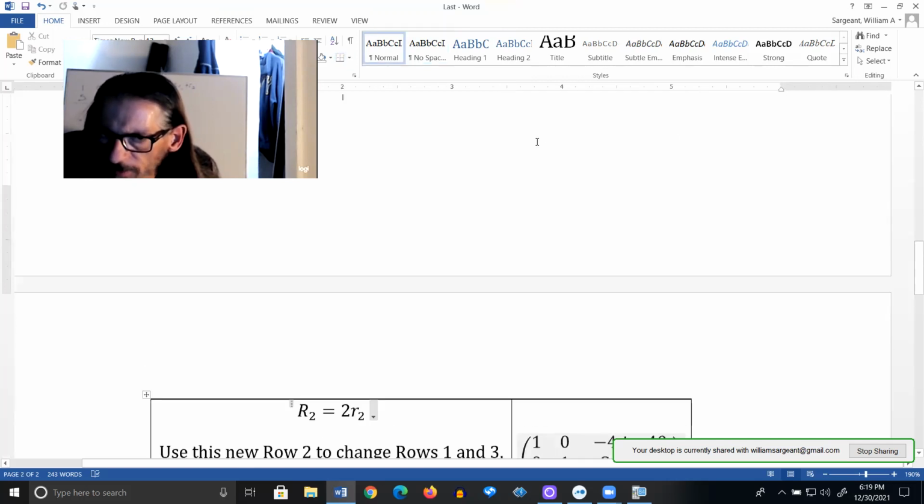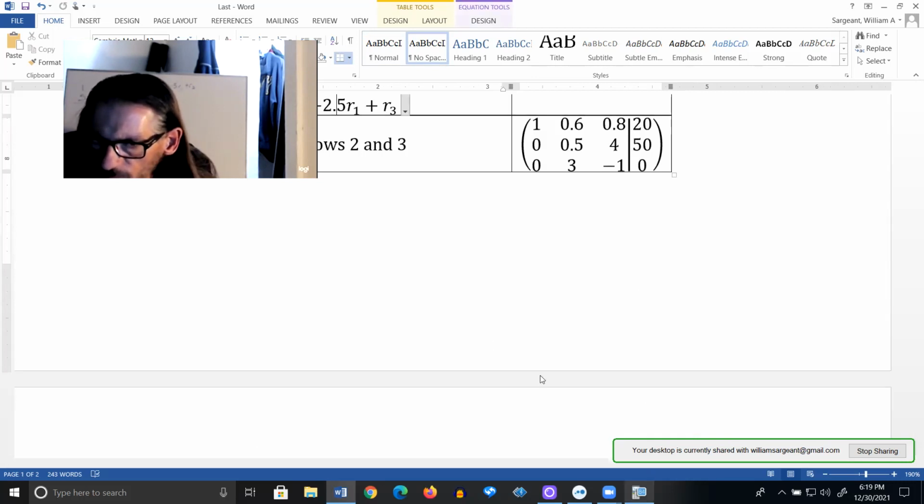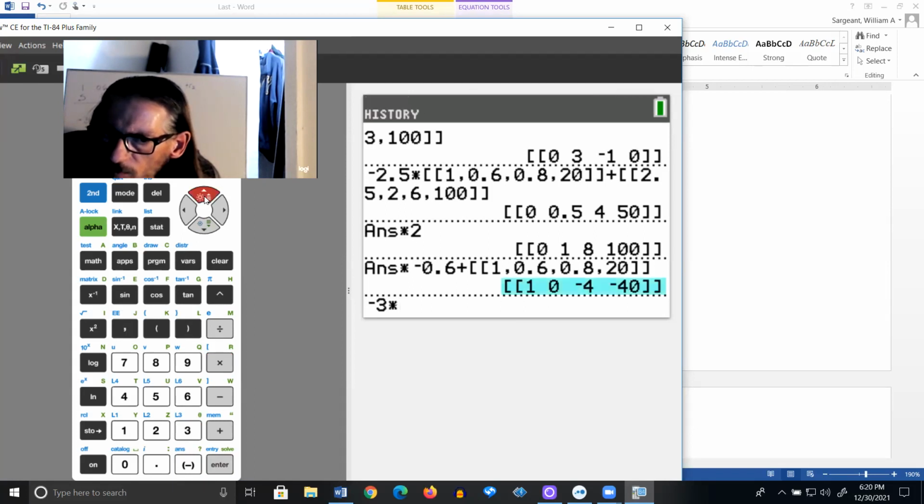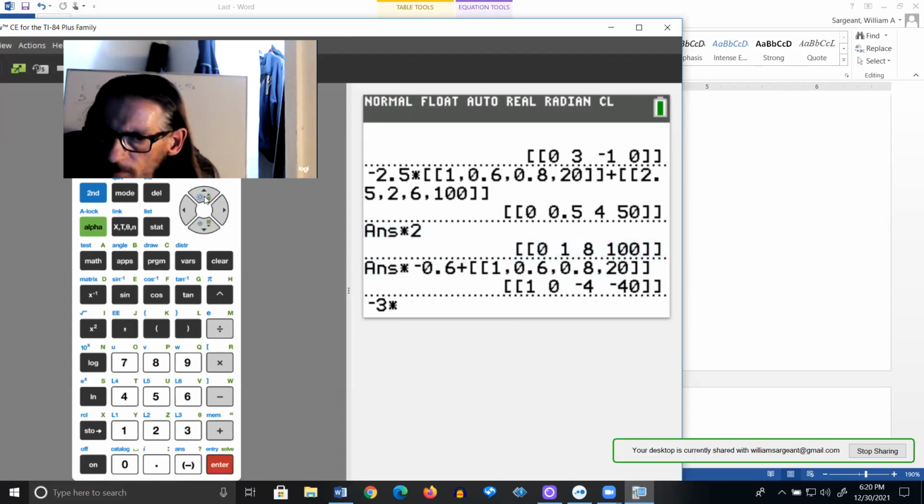All right, so let's scroll up here so we can see the old row 3. -3 times what we currently have for row 2. Copy that. Why did it copy? Why did it copy? Interesting. Darn it.